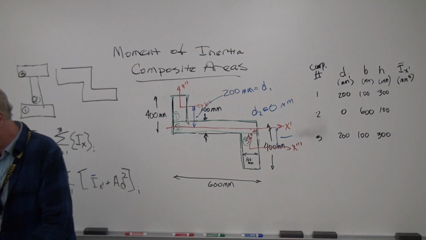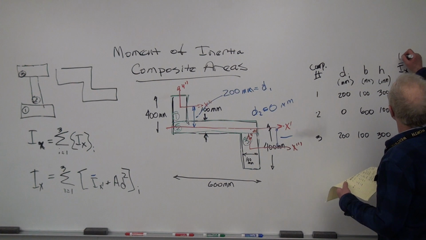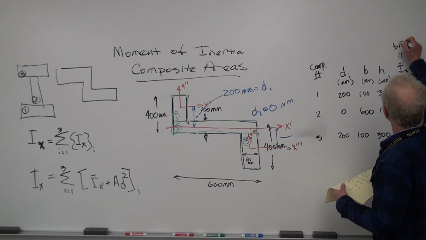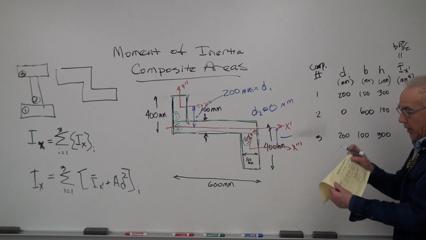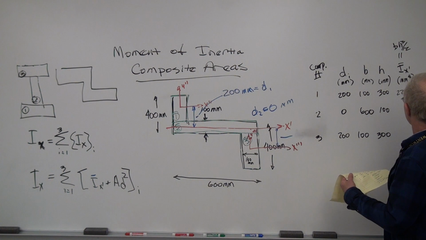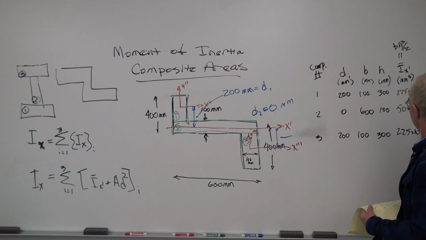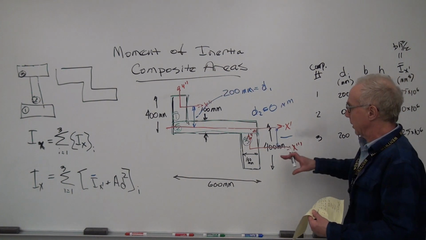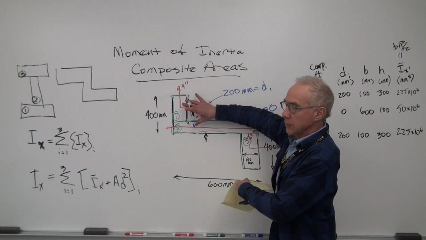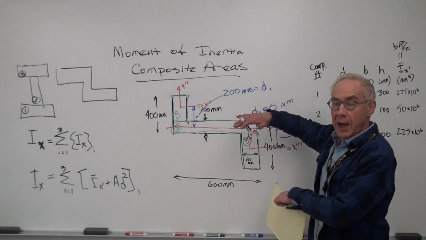So those values are essentially equal to BH cubed over 12. And I'll just write the values, I have them here. We ended up with 225 times 10 to the 6, 50 times 10 to the 6, and 225 times 10 to the 6. You'll notice that you have higher values for these than you do for the middle one. Why is that? Because these are farther away from the centroidal axis. The farther away you get, the higher those values are going to be.